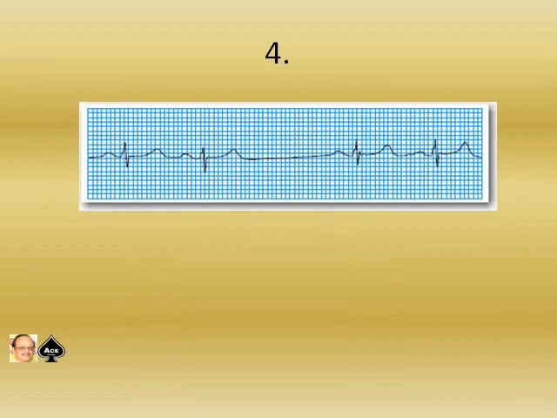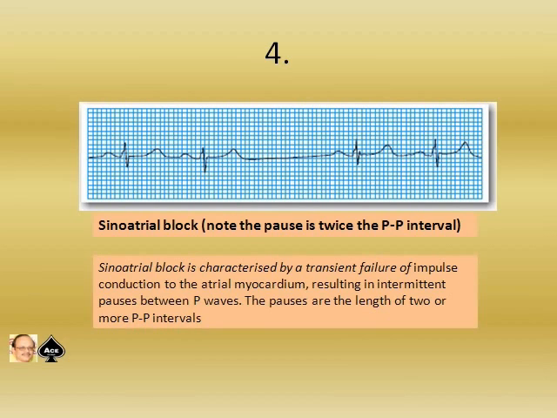Now what is shown in question number 4? That is the sinoatrial block. Note the pause is twice the PP interval. Sinoatrial block is characterized by a transient failure of impulse conduction to the atrial myocardium, resulting in intermittent pauses between P waves, and the pauses are the length of 2 or more PP intervals.